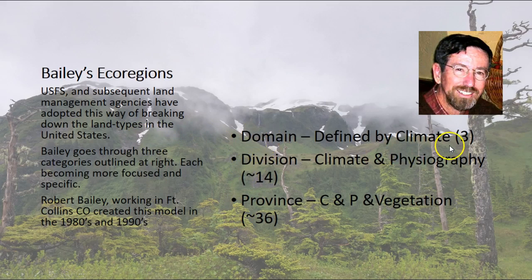The domain, which is defined by climate, of which we have 3 in the United States, I should say. Then we have 14 divisions that's based on both climate and physiography. Okay, so the physical landscape. That might be elevation, might be slope, topography. And then province, where it's defined by climate and physiography for sure, but then also by dominant vegetation types that are likely to occur in that spot. Of course, the vegetation is dependent so much upon climate and physiography, but you can get some predictability there because of that. And we have approximately 36.